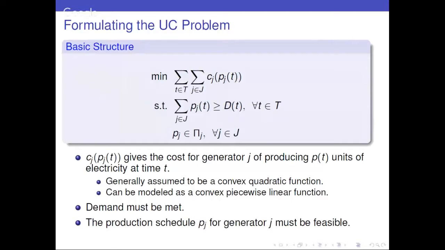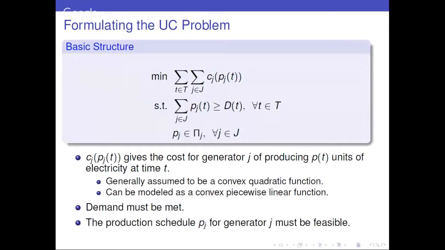This is a very simple way of expressing the problem as a mixed integer linear problem. So we want to minimize this sum of the costs. So this is the sum over all the time periods and the sum over all the generators of the cost of generation for that unit times the amount of power that I'm producing. Okay, so very straightforward.